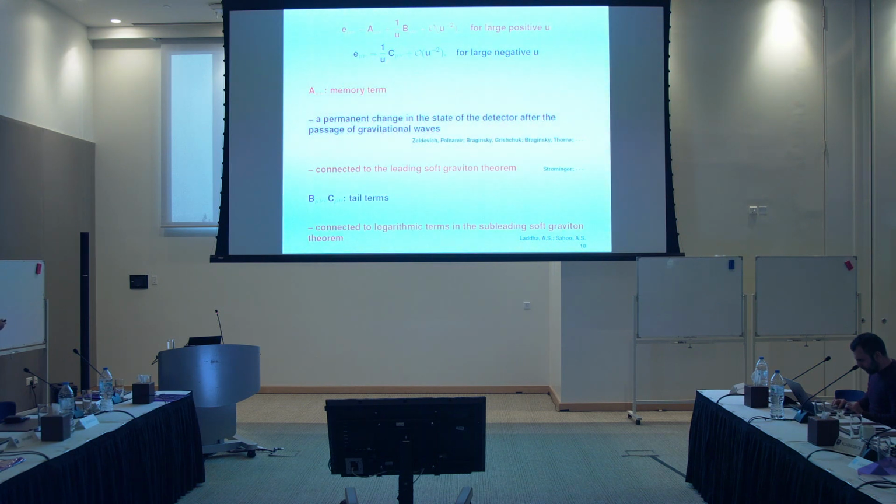These coefficients B mu nu and C mu nu are what can be called the tail terms, because they tell us how exactly it reaches A mu nu in the far past and far future, and how it differs from 0 in the far past. And these are connected to what we call logarithmic terms in the subleading soft graviton theorem. And again, I will explain this later in this talk.